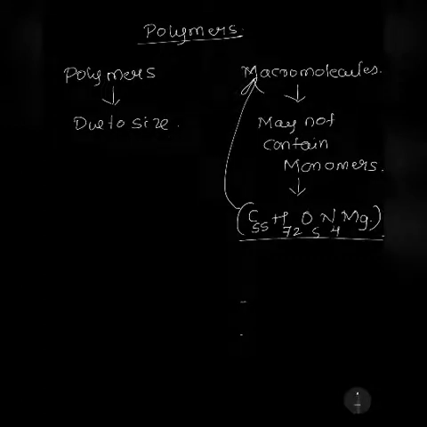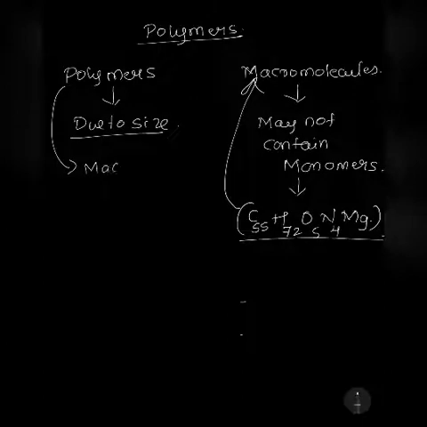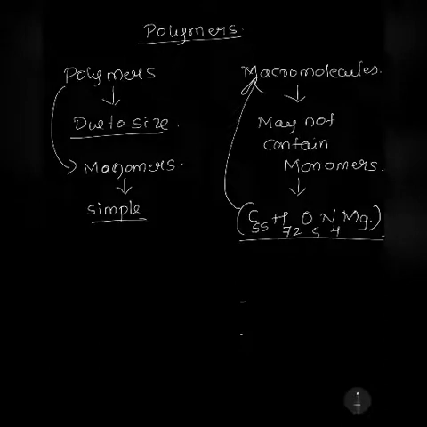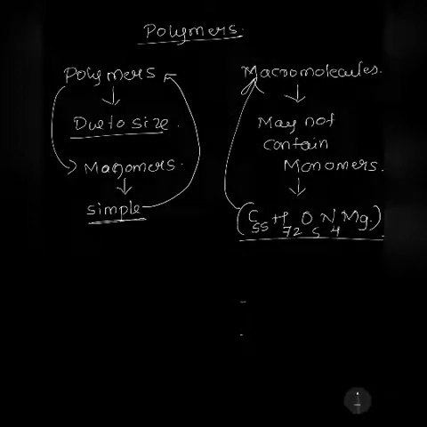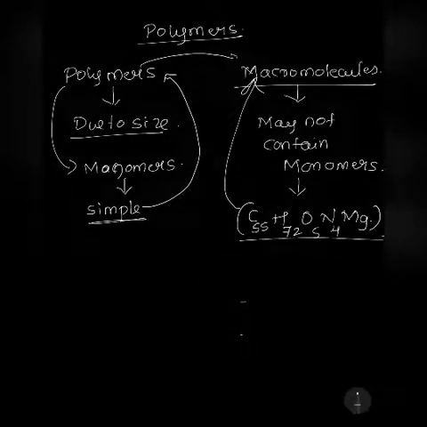Then which substance do we have to call a polymer? Remember, polymers are those molecules which definitely have monomers, meaning a large number of monomers. Monomer means very simple units or simple molecules. These simple molecules are joined so as to get big molecules, and they are called polymers. But in a macromolecule, these simple units are not present at all. So that is the major difference between polymers and macromolecules.